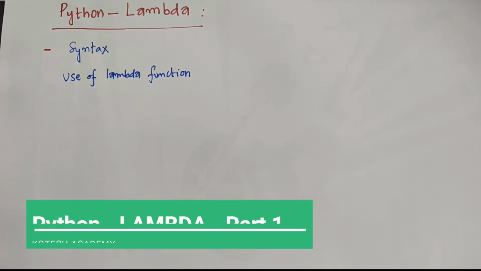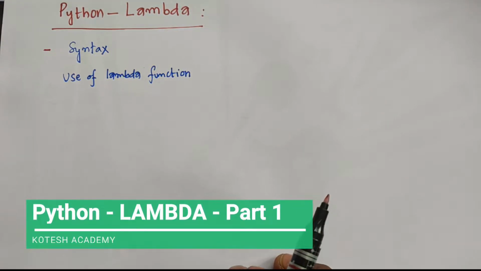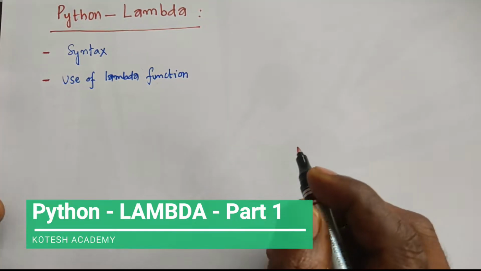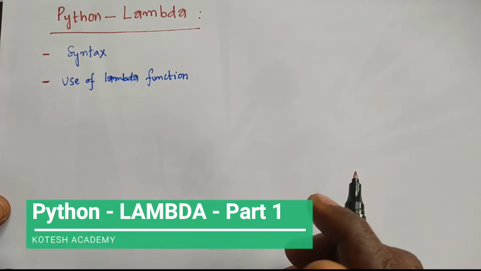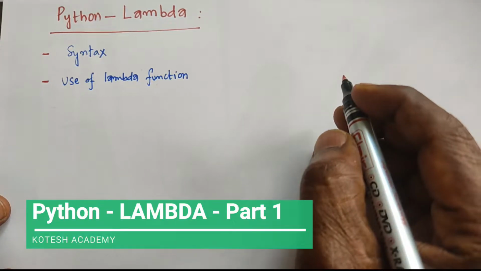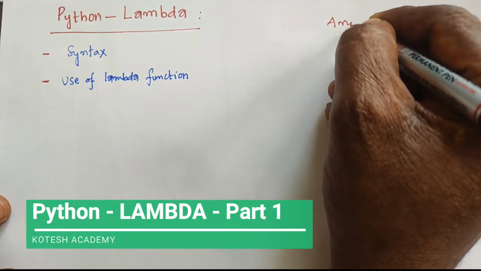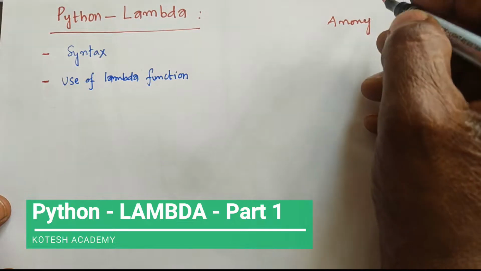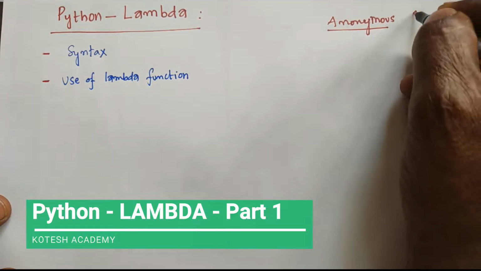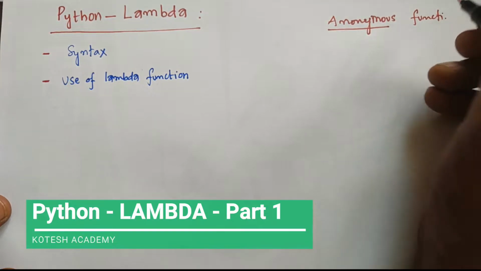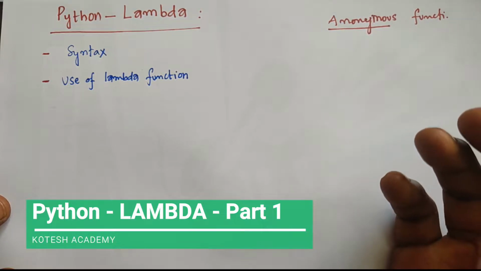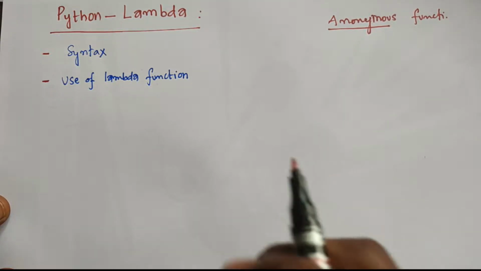Hi friends, now we are going to talk about another topic, lambda. So what is the definition of lambda? A lambda function is a small anonymous function. It takes any number of arguments but can only have one expression.